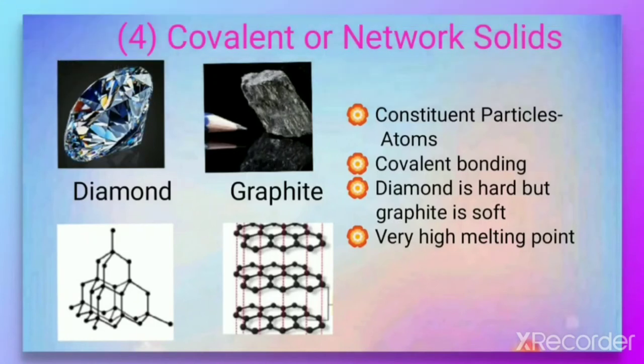We are quite familiar with the structure of diamond and graphite, the three-dimensional structure which is shown here. Here the constituent particles are the atoms. In diamond and graphite, carbon atoms are the constituent particles. And there is a strong covalent bond between these particles. We already discussed the structure for these two. The diamond is quite hard, and the graphite is soft, and they have very high melting point.